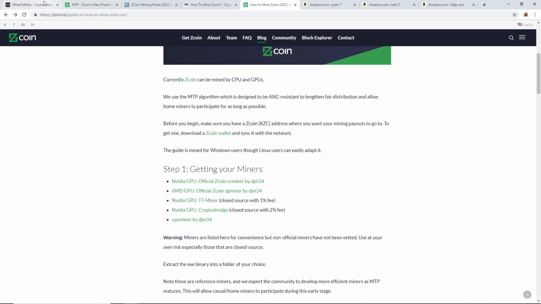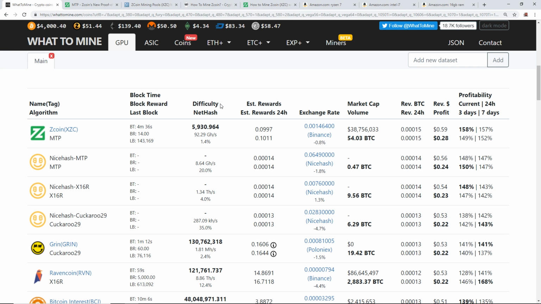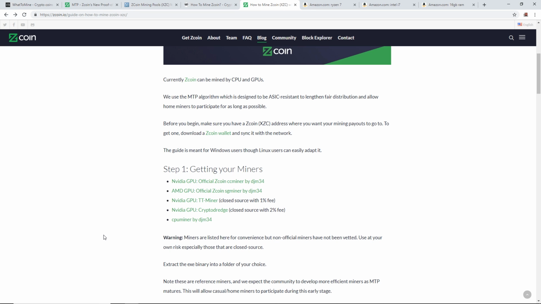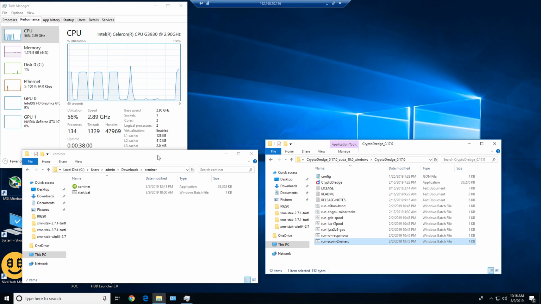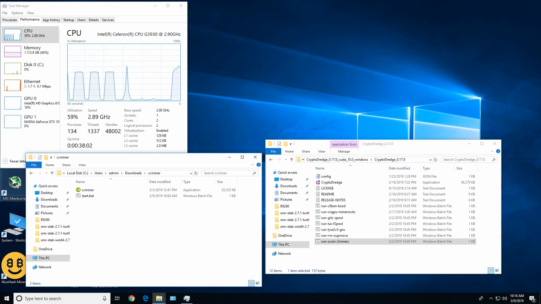So, as you can see here, you guys probably have seen on What to Mine, the profitability of Zcoin has been on the top charts for a while, and that makes sense because Zcoin's requirements for mining with the MTP protocol, you need a pretty beefy mining rig to do it, CPU and lots of RAM. So next, I'm going to show you guys an example of what the errors look like.